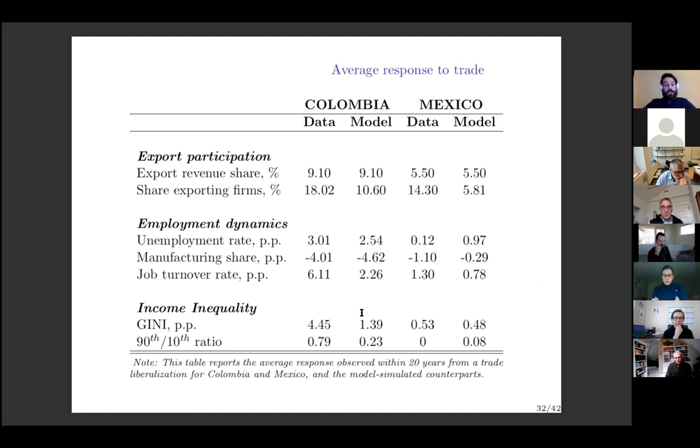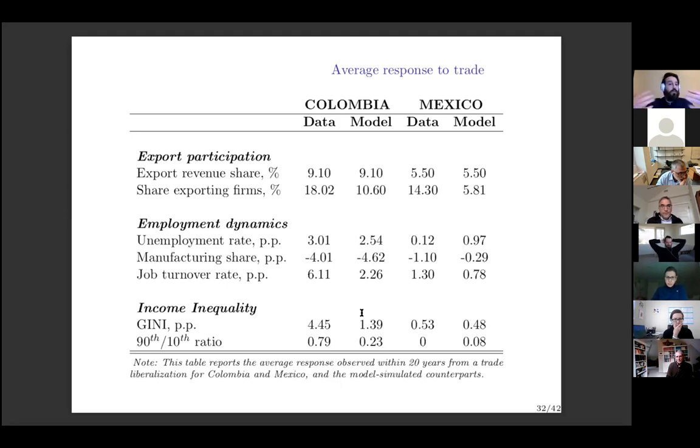Finally, speaking about income inequality, the model can account for a portion of the differences between the two countries. It can explain one third of the increase in income inequality observed in Colombia, and almost all the increase in income inequality, on the Gini coefficient of income inequality, in Mexico.